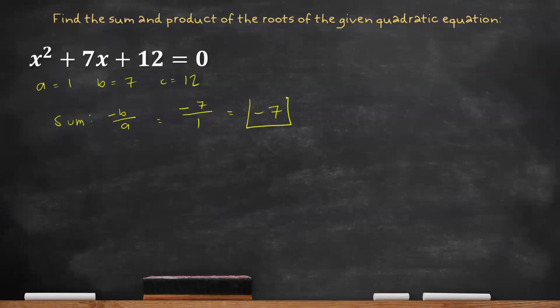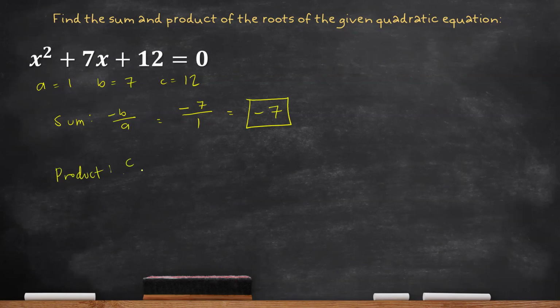That is the sum. Take note, class, that yung formula kay sum lagi may negative. So parang kumbaga, if the value of b is positive, magiging negative siya. Kung negative naman, magiging positive. Kasi you're going to multiply pa eh. Lagi may negative kasi sa formula. Okay?